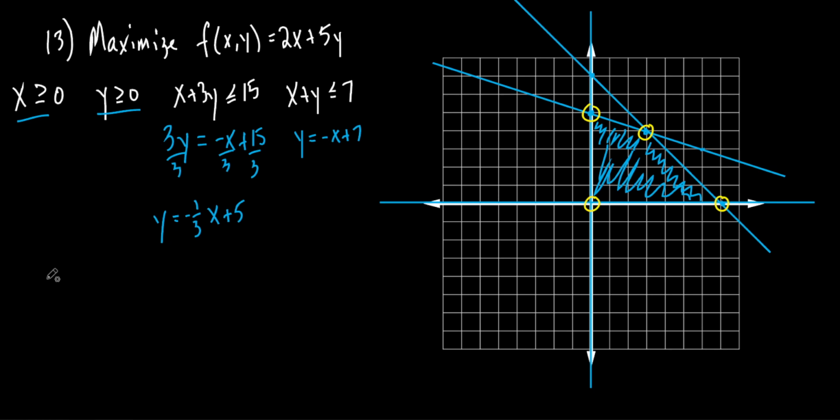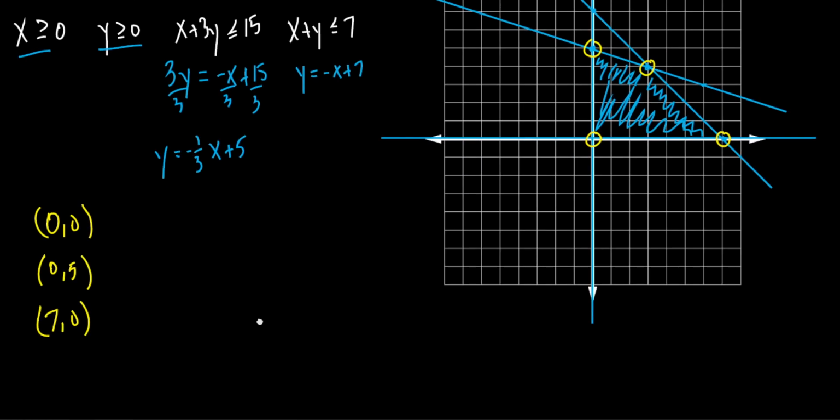So first one is 0, 0. This top one is 0 what? Is that 5? And this one is what? 7, 0? Wait, you need to do that? Yeah. Because you got to find the maximum. And then what's this one right here going to be? That's the hardest one. 1, 2, 3. 1, 2, 3, 4. So 3, 4.